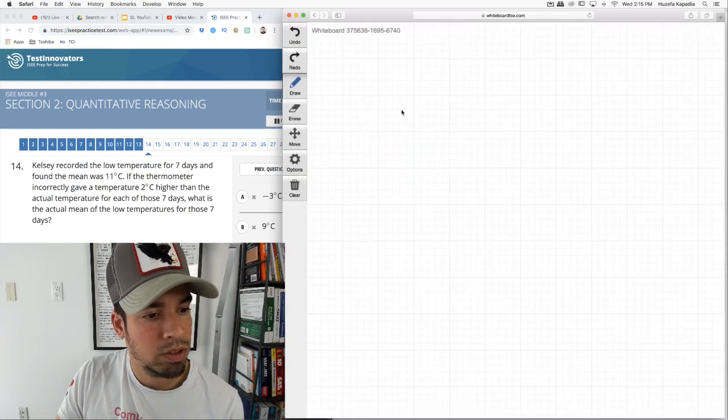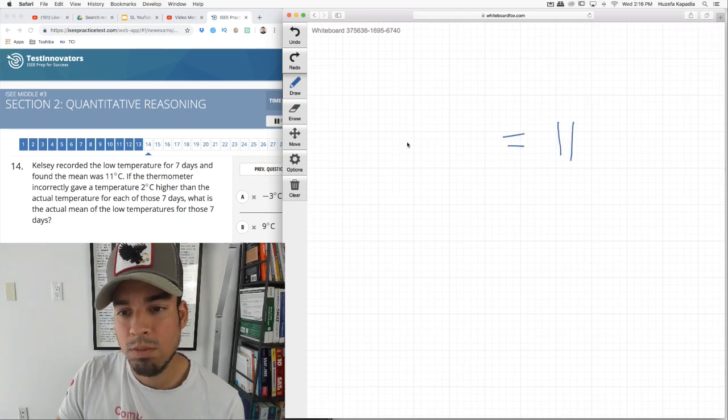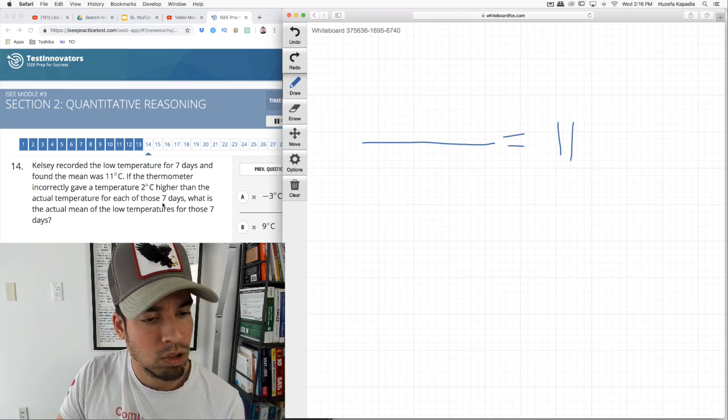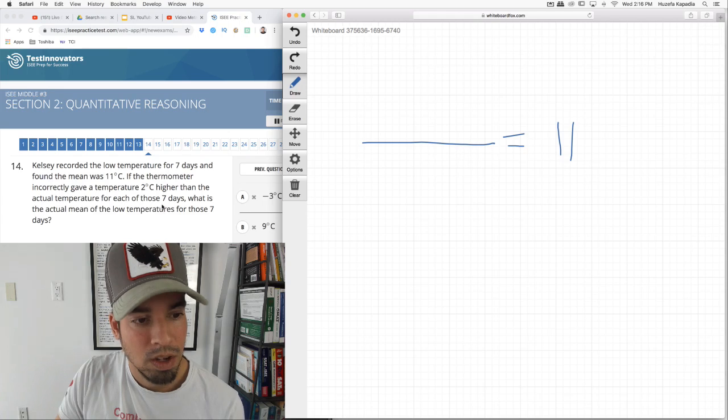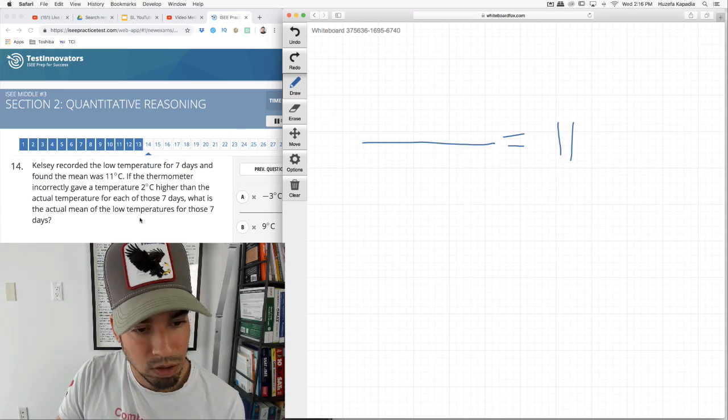Kelsey recorded the low temperature for 7 days and found the mean was 11. So what I like to do with mean problems is I set it up, and this is the total on top and the number of whatever we're doing on the bottom. I don't even know if I'll need this yet, but if the thermometer incorrectly gave a temperature 2 degrees higher than the actual temperature for each of those 7 days, so it was 11 degrees higher, what is the actual mean of the low temperatures?